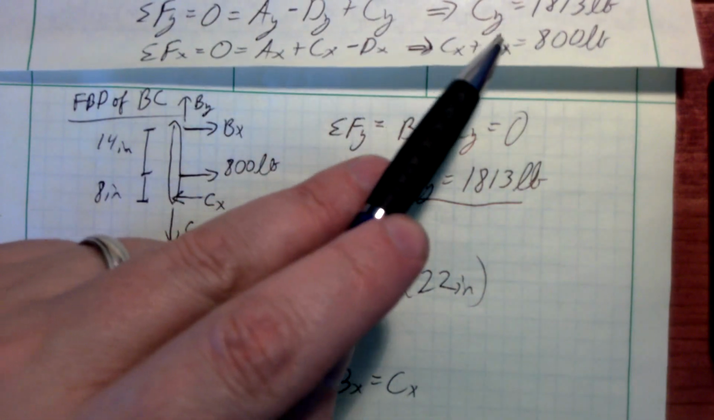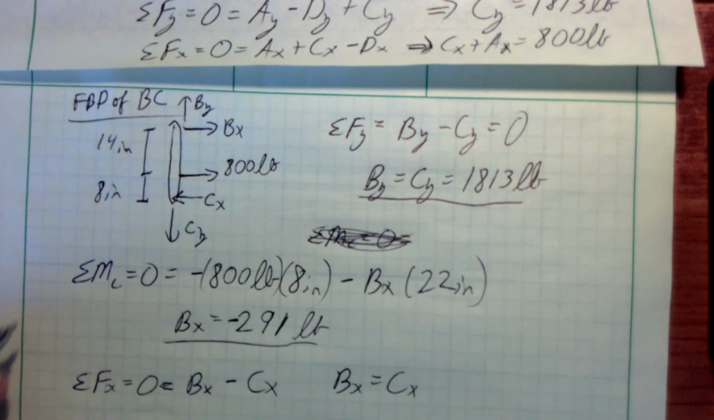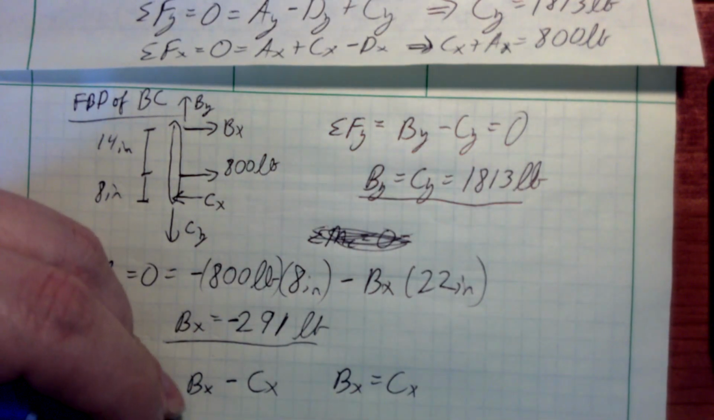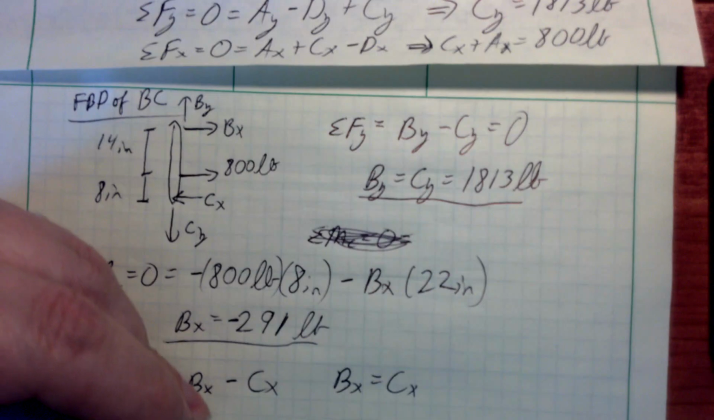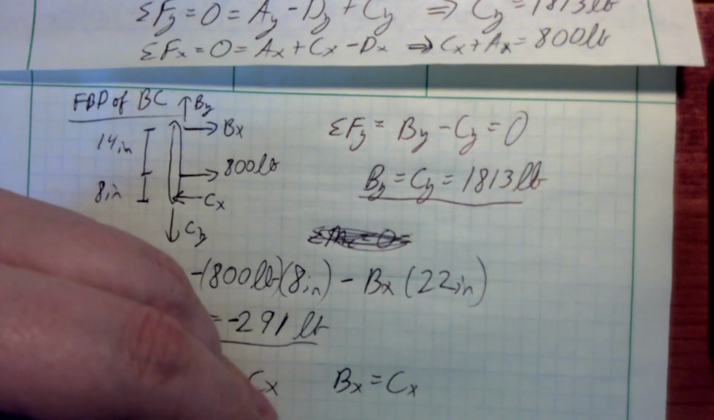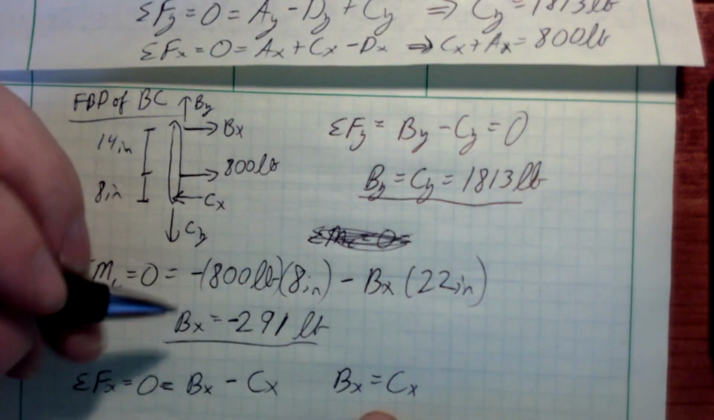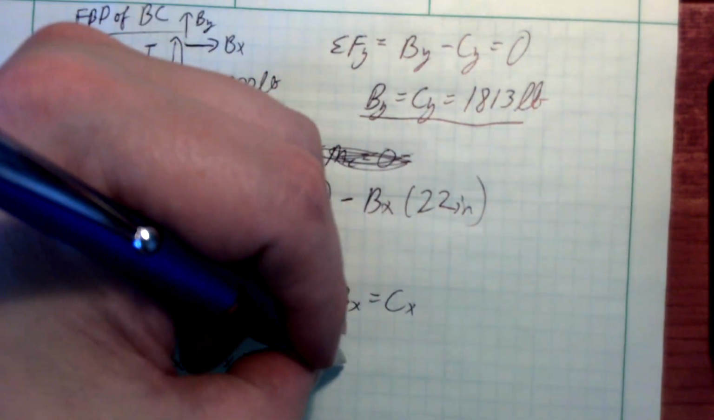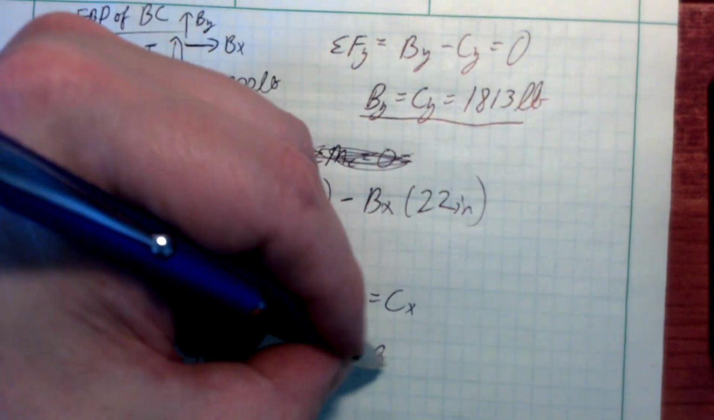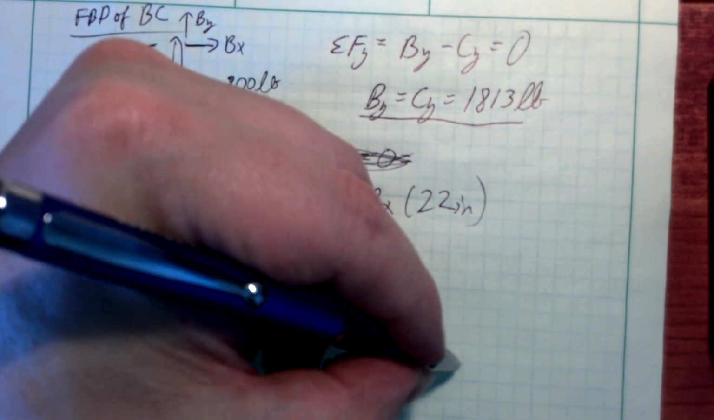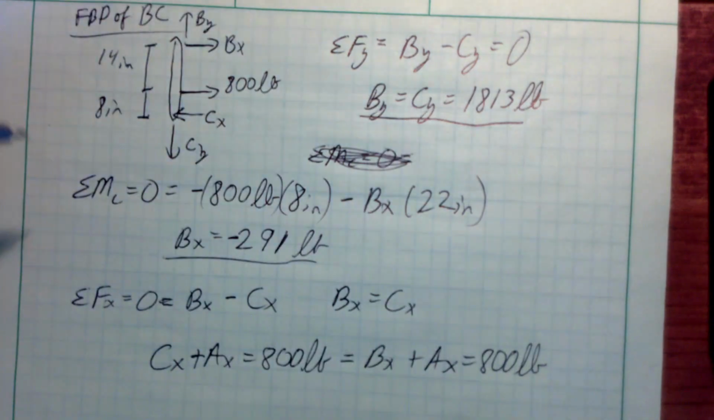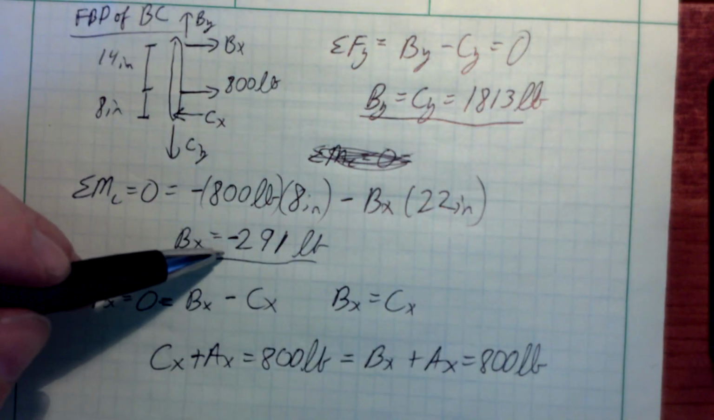I know CX plus AX is equal to 800 pounds. So what I'm going to do is I'm going to say, well, you know what? If CX plus AX is equal to 800 pounds, and I know BX is equal to CX, so that means BX plus AX is equal to 800 pounds. And I found a value for BX.